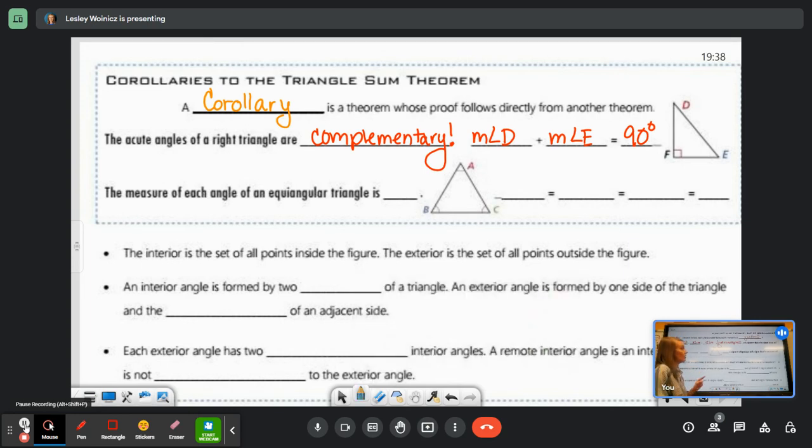Here's another fun one. The measure of each angle of an equiangular triangle is, well, let's see if we can figure it out. If they're all equal, that means I have to divide 180 by 3 equal angles. So 180 divided by 3 is 60 degrees. So we know that the measure of angle A equals the measure of angle B equals the measure of angle C, and they all equal 60 degrees.